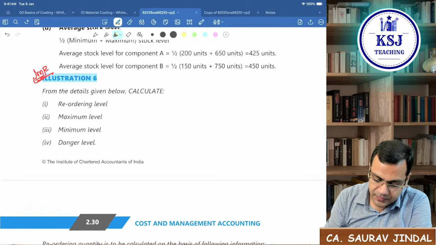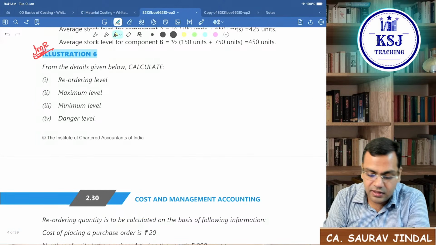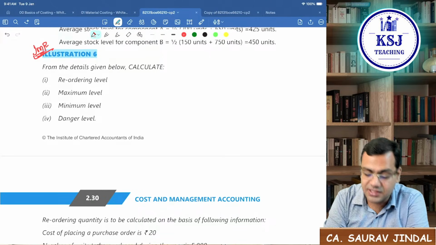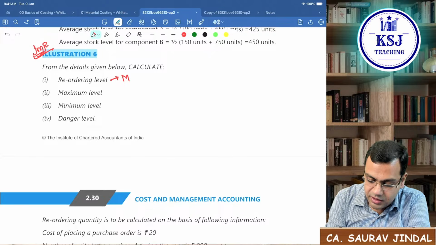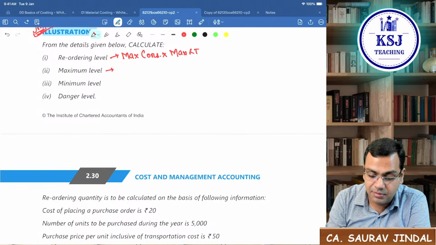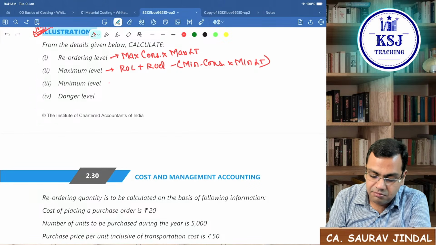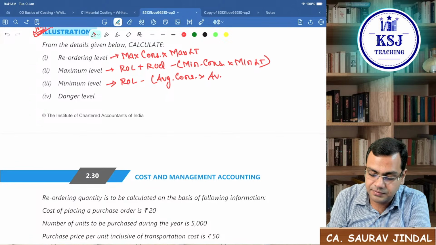Now we'll come to the question. From the details given below, calculate reorder level. Reorder level is maximum consumption multiplied by maximum lead time. Then we have to calculate maximum level. Maximum level is reorder level plus reorder quantity minus minimum consumption into minimum lead time. Minimum level is reorder level minus average consumption into average lead time.